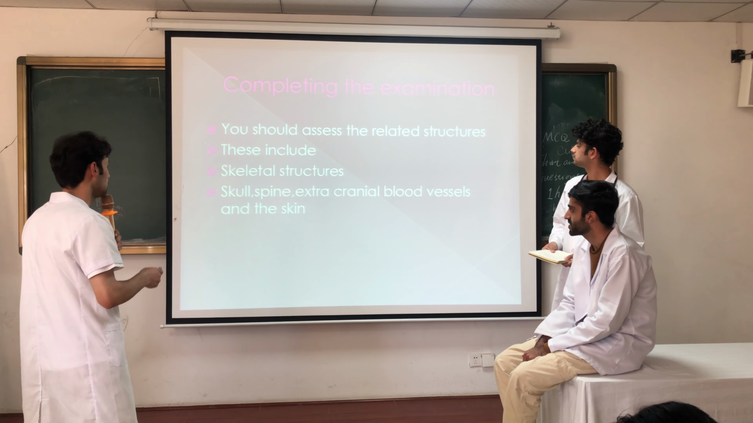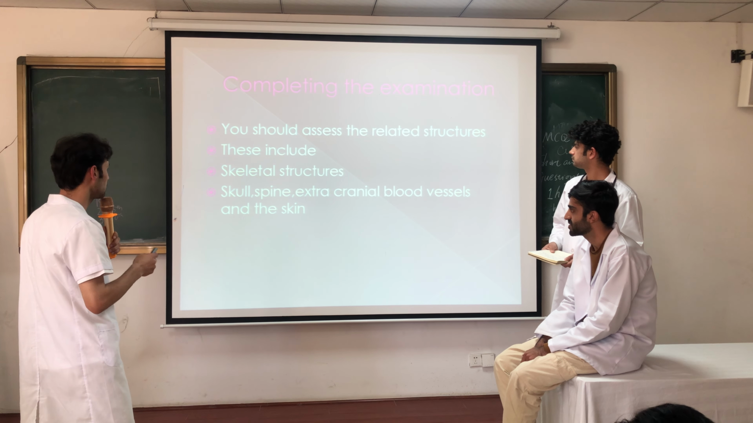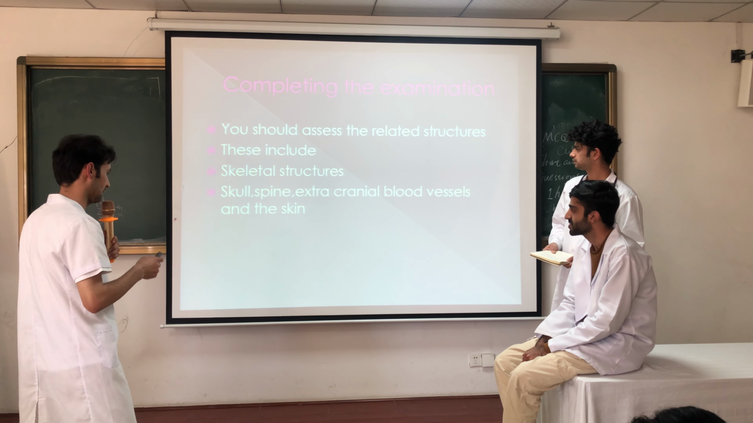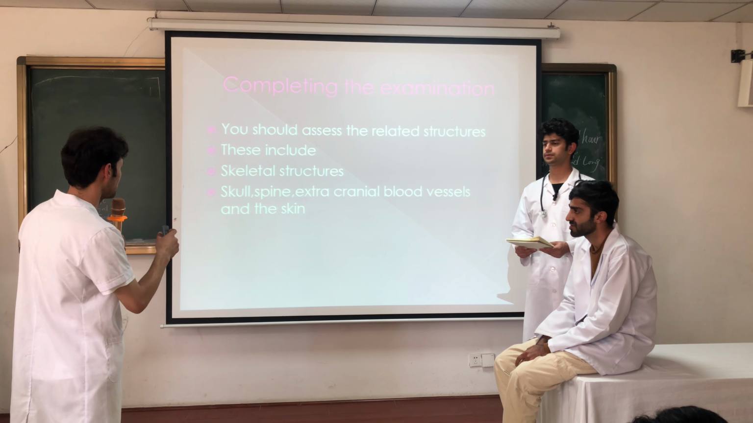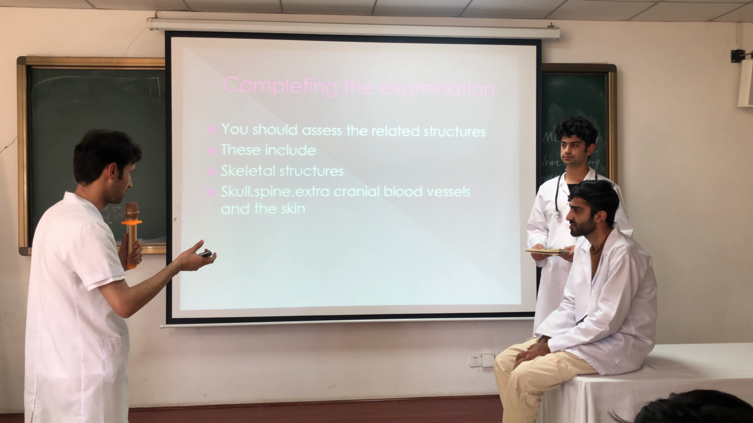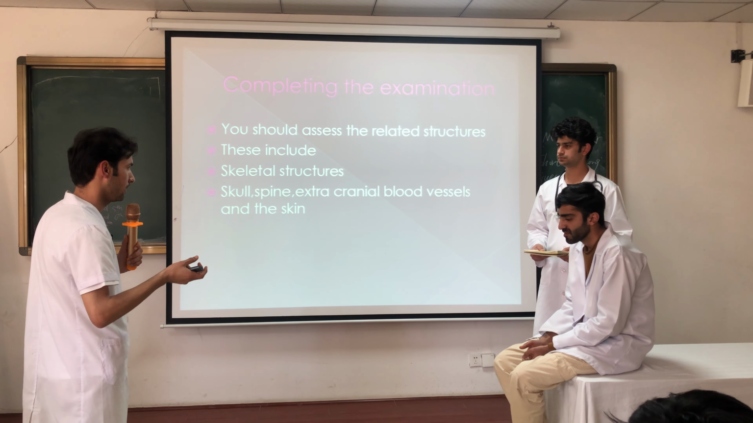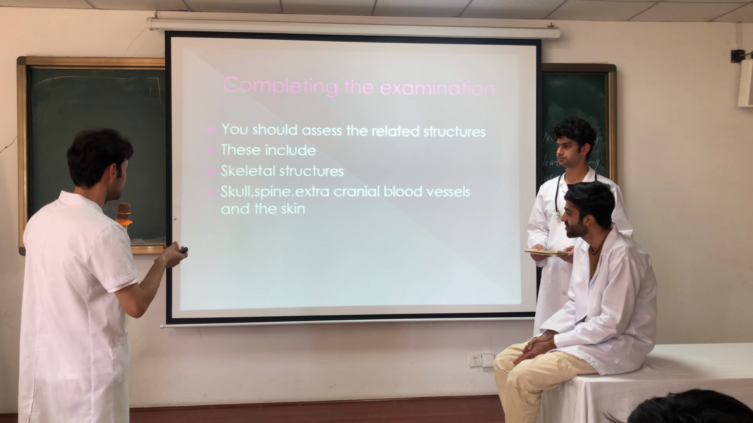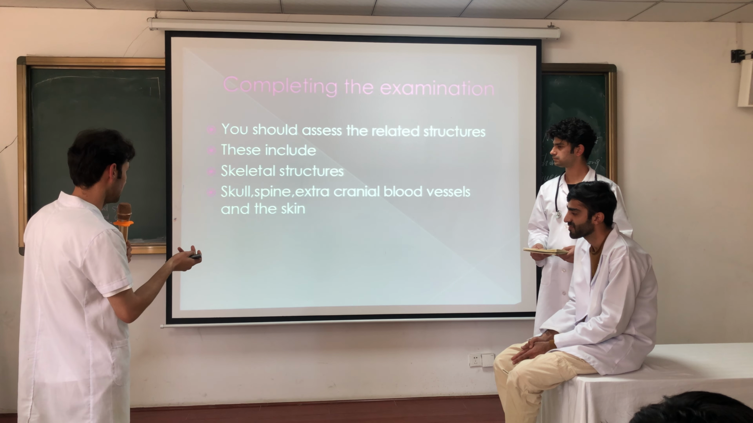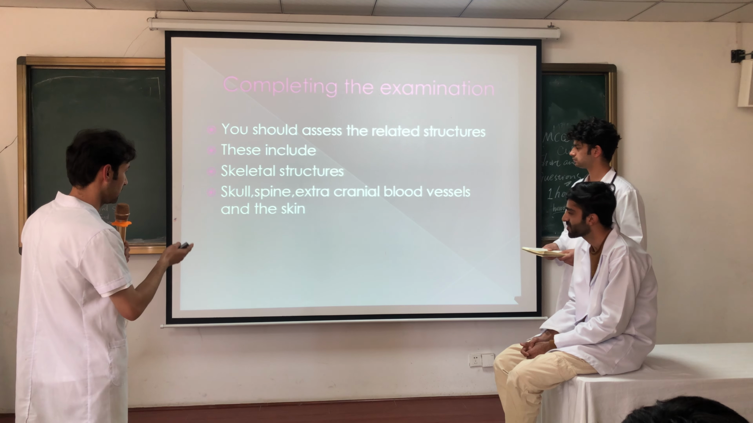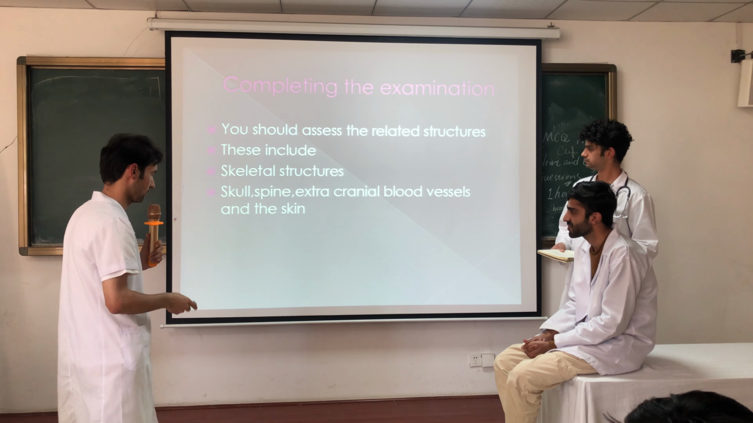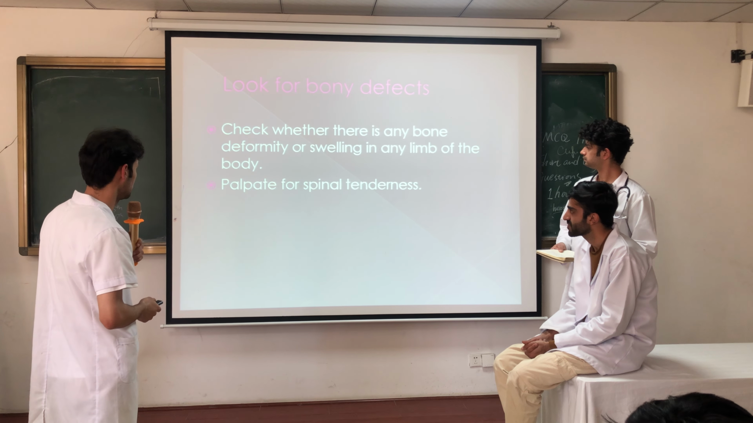Completing the examination, you should assess the related structures. These include skeletal structures, skull, spine, extracranial blood vessels, and the skin, because many diseases are also concerned with these things. Maybe there is an abnormality in the skull, maybe there is malformation of the skull. So it's also related to multiple central nervous system diseases. Maybe the spine, like spina bifida, and there are bone abnormalities like scoliosis and kyphosis. So it's also concerned with multiple diseases.